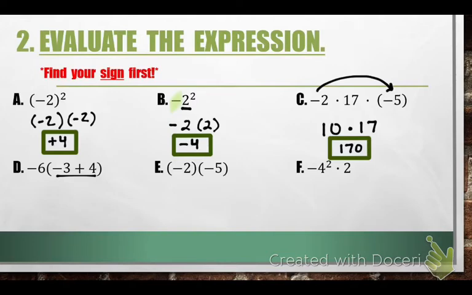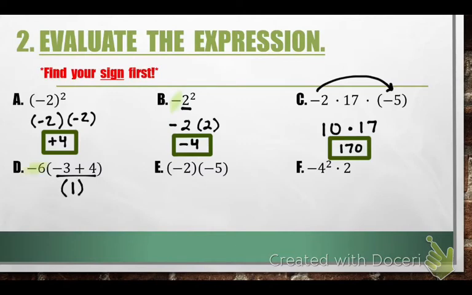Same sign or different sign? Different. Same sign, add and keep; different sign, subtract it and take the sign of the larger number. What is negative 3 plus 4? Negative 1. Close. 4 minus 3 is 1. Take the sign of the larger number. The 4 was larger than the 3, so it's going to be a positive, okay?